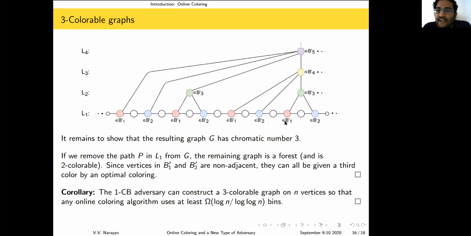So this is 3-colorable. And now because we actually counted the number of vertices, we get this corollary in the original setting that the one component bounded adversary can construct a 3-colorable graph on n vertices so that any online coloring algorithm uses at least Omega of log n over log log n colors. So this is a lower bound on the classical competitive ratio, but under the one component bounded adversary.